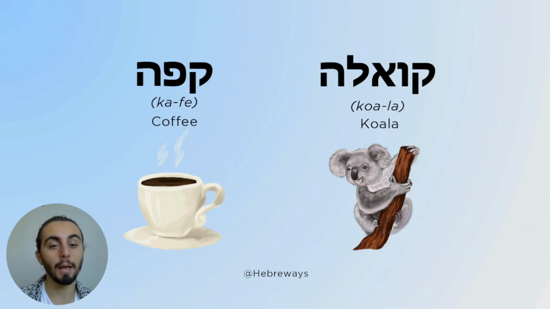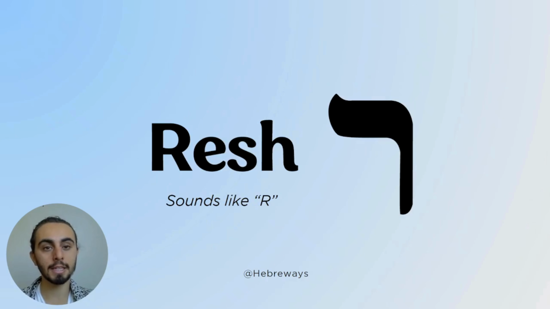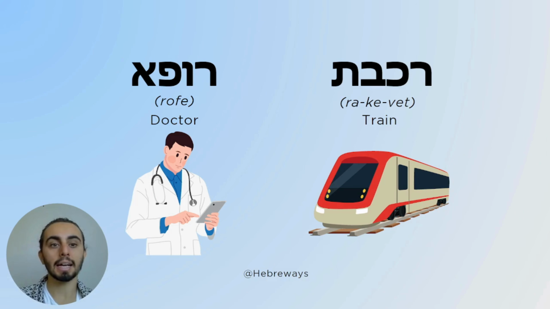After kuf, my personal favorite letter is resh. Resh is like an R sound, like my name, Ro'i. Let's see some examples with resh. We got rakevet. Rakevet means train. Rakevet, rofe. Rofe is doctor.